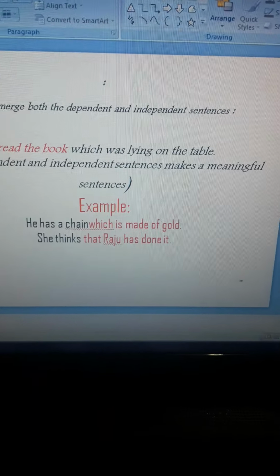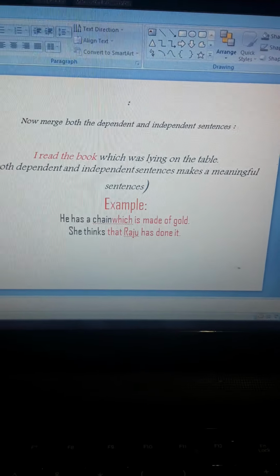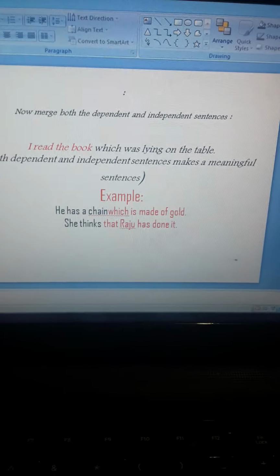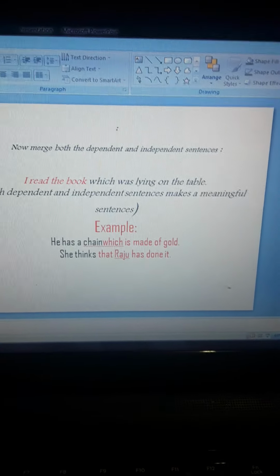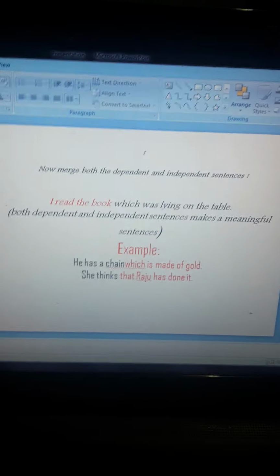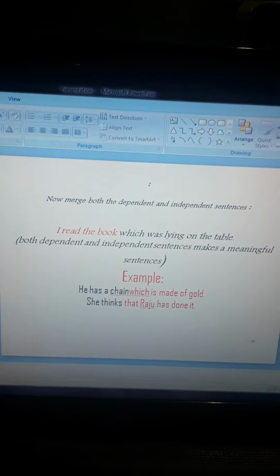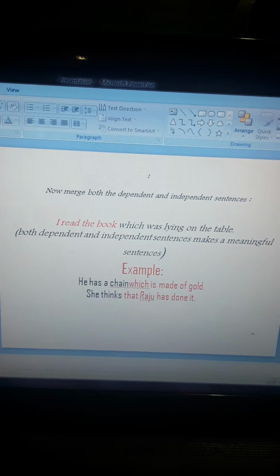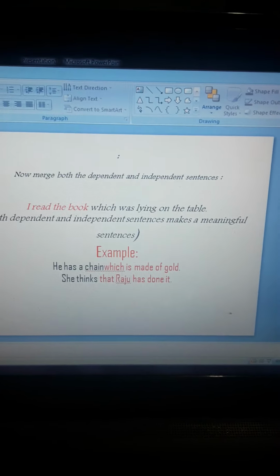So students, I hope you are quite clear with the idea of phrases and clauses. I hope you are able to learn and know what a phrase is and what a clause is.